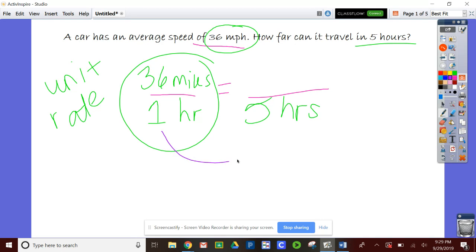Now we just solve. I know to get from 1 to 5, I multiply by 5. And then, excuse me, I take 36 and multiply it by 5. And you get 180.